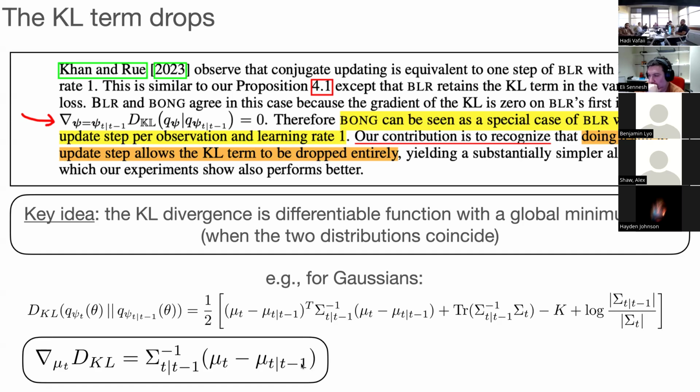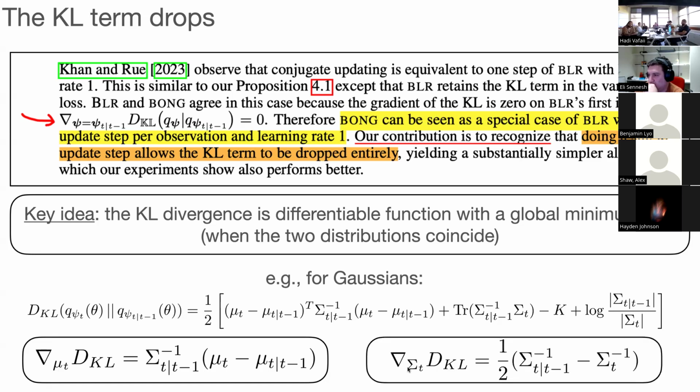So if you take this expression and compute the gradient with respect to mu, the first variational parameter, you end up with this expression. And you notice that if you initialize mu t at the prior value, this vanishes. So we get that, check. Then you do the same thing for the covariance, and again, it vanishes. So both theoretically and in this concrete example, we see that the first derivative of the KL vanishes if you have one iteration. And that's why BONG can get away with dropping the KL term entirely.